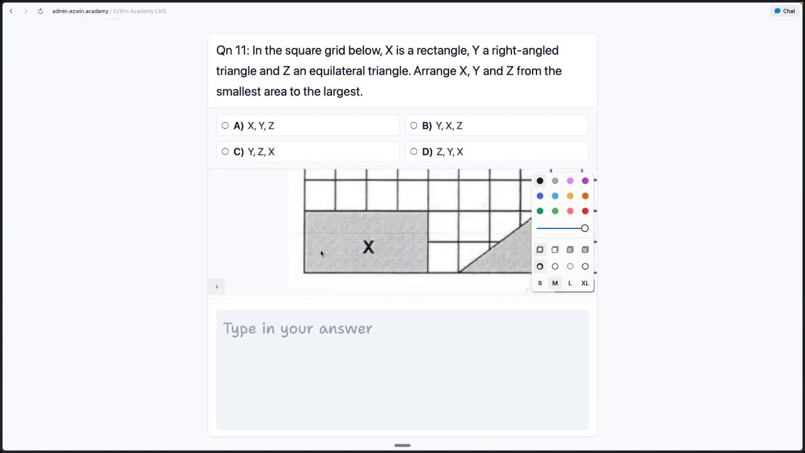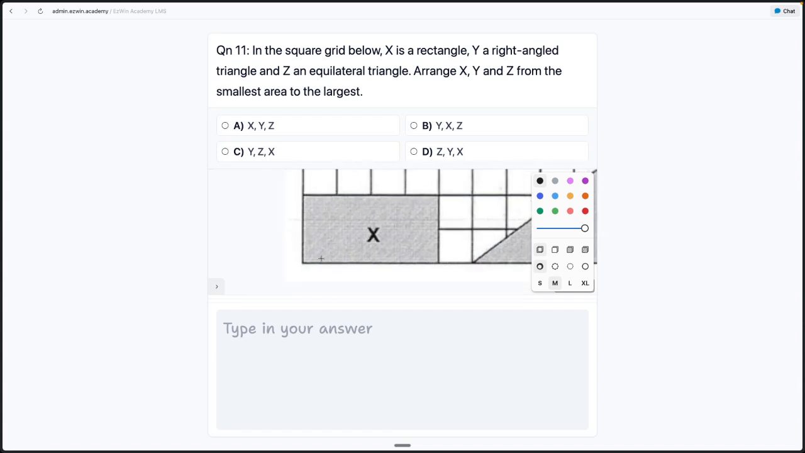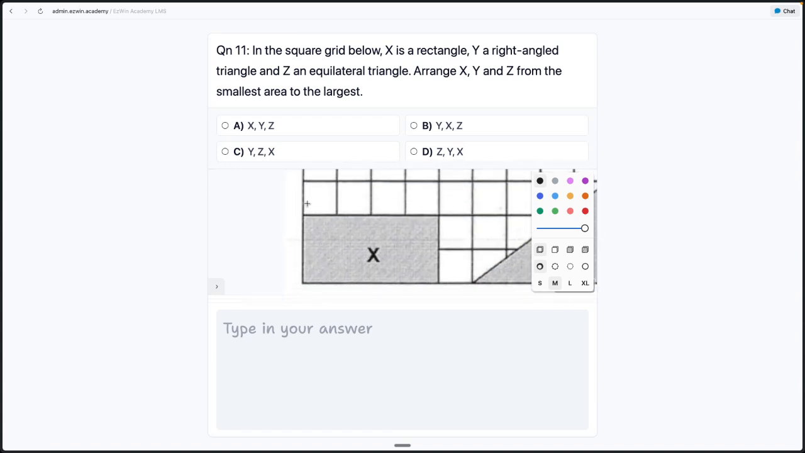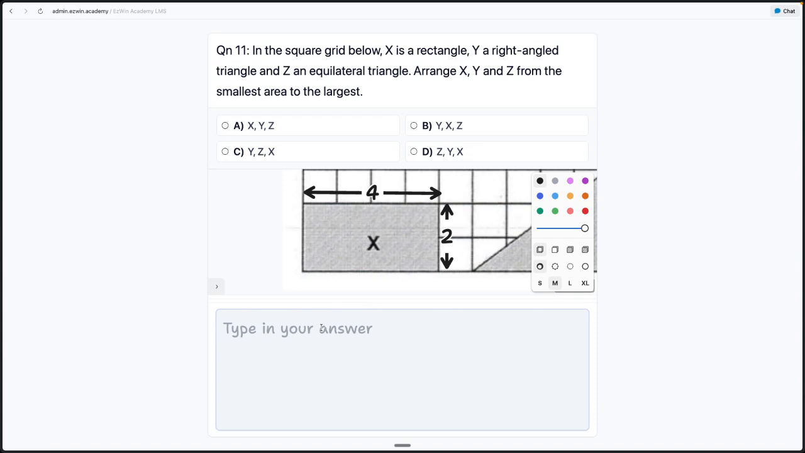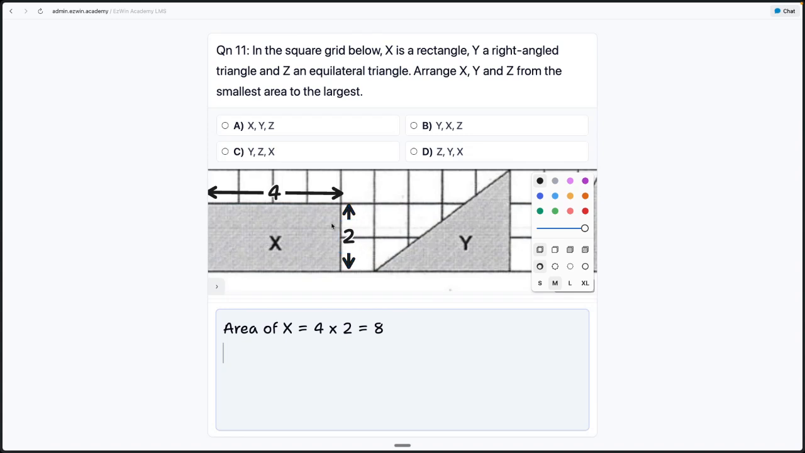So first let's go to X. Okay, let's zoom into X over here. So what's the length and breadth of X? Okay, so I think it's pretty straightforward. This is 4 squares, and then this is 2 squares. Okay, so in this case over here, area of X is equal to 4 times 2, which is 8. Okay, so let's move on to the next one.